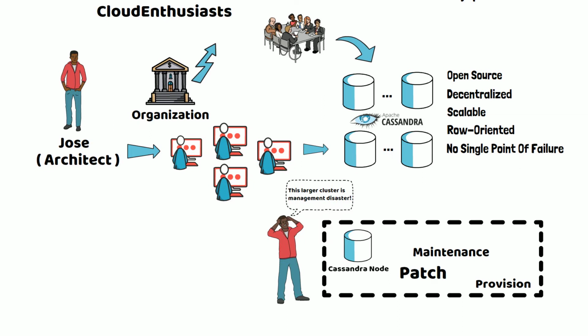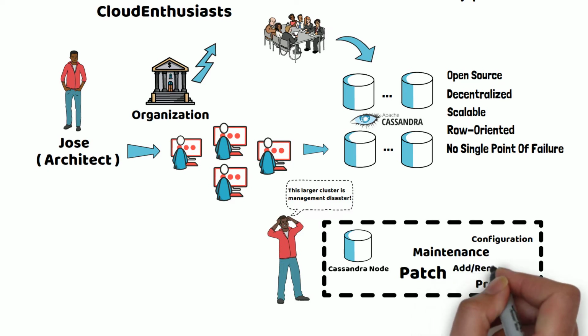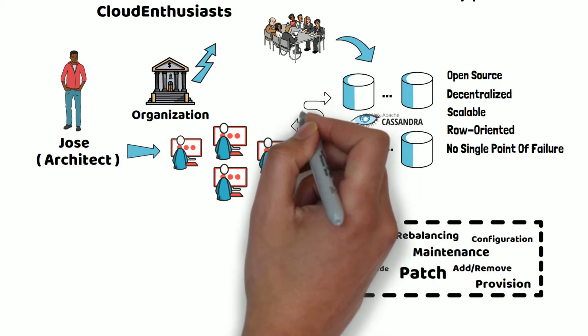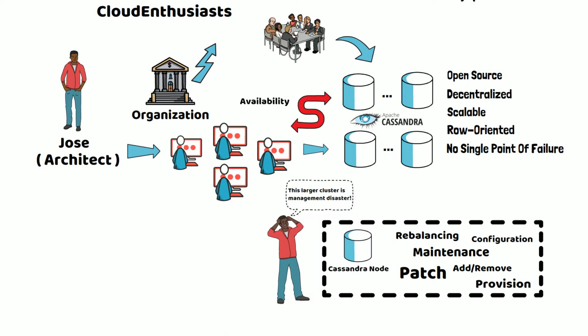In addition, he also learned over time that scaling the Cassandra cluster requires regularly adjusting complex configuration settings, manually adding or removing nodes, and rebalancing partitions, which can adversely affect availability and performance.